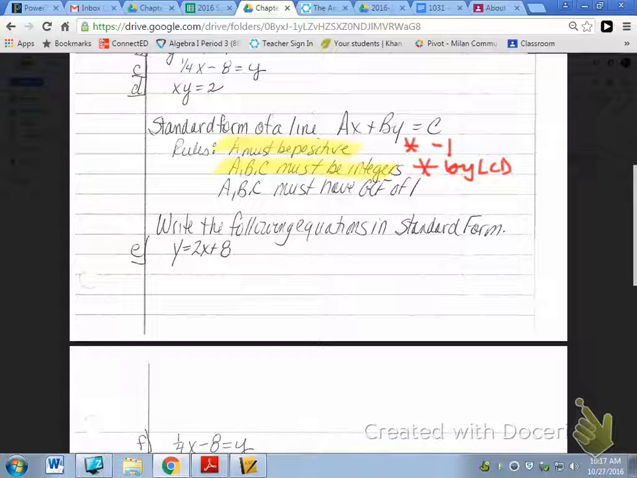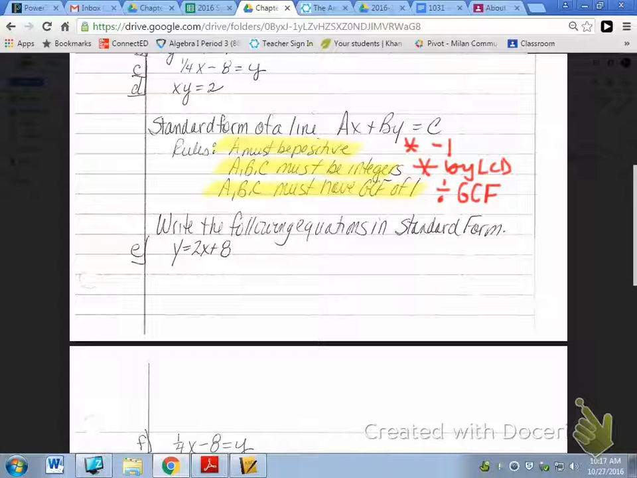Remember how we talked about kill the fraction? You definitely have to kill the fraction because they have to be integers. And then finally, A, B, and C must have a GCF of 1. That means that they can have no greatest common factor other than 1. If they do, for example, 2x plus 4y equals 6, well, those are all even. If they do, you would divide out by the greatest common factor so that it would be 1.